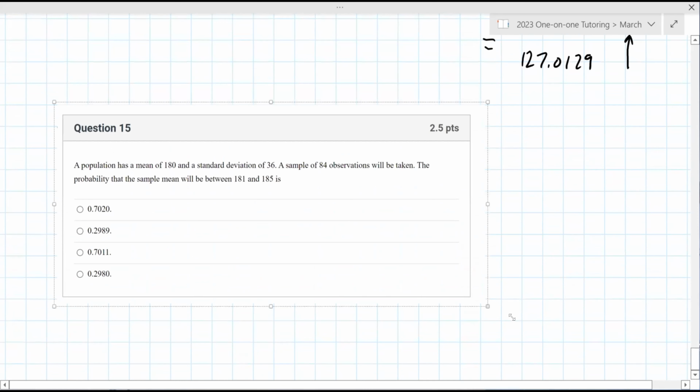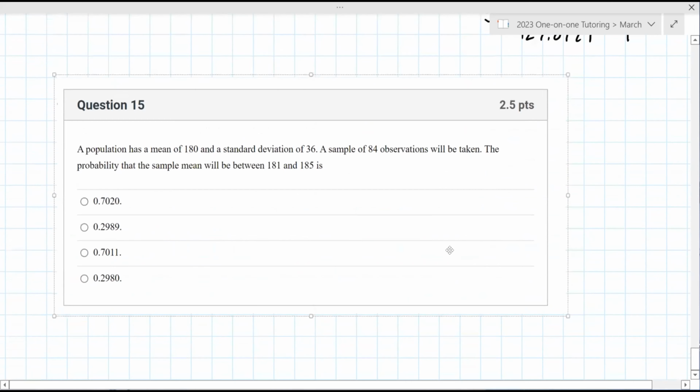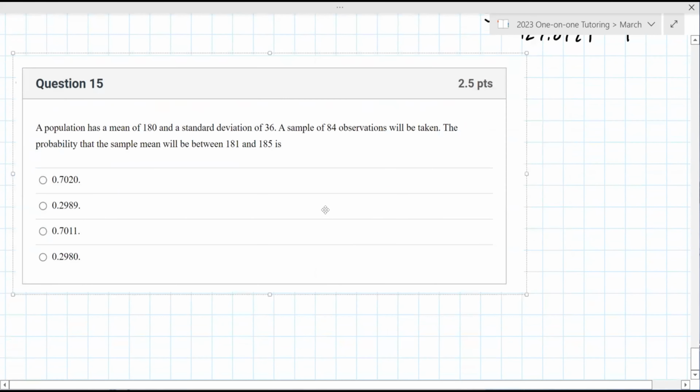All right, a population has a mean of 180 and a standard deviation of 36. A sample of 84 observations will be taken. The probability that the sample mean will be between 181 and 185 is. So what kind of question do you think this is? How would we do this based on what we've been doing today? Would you do it with the normal CDF? Yes. Ton of normal CDFs. Do they give you the lower in this problem?